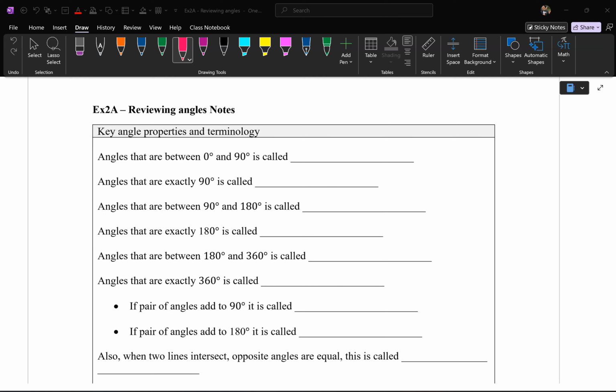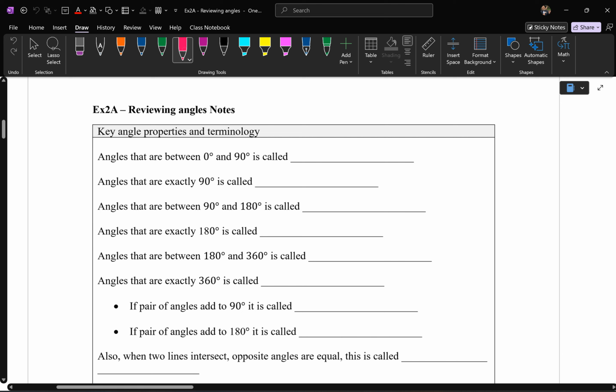Exercise 2A. We're now moving into chapter 2. So with your notes in front of you, we're just reviewing. This week, I'm only really looking for exercise 2A. Let's review your angles and your properties. That's what we're going to be focusing on in chapter 2.